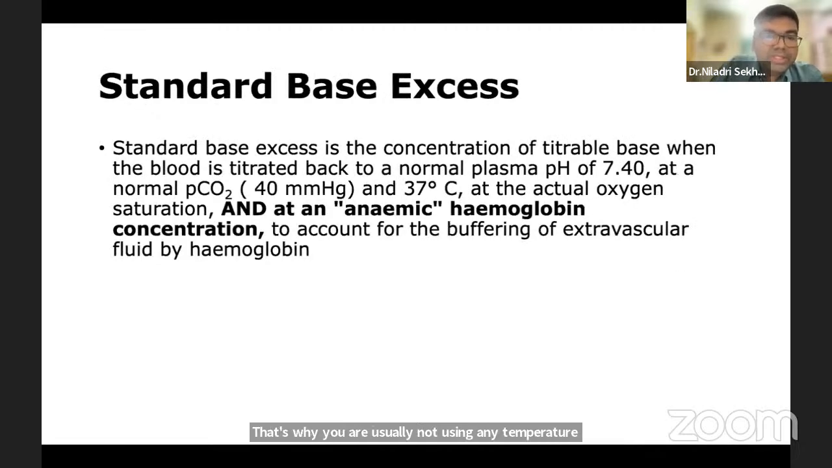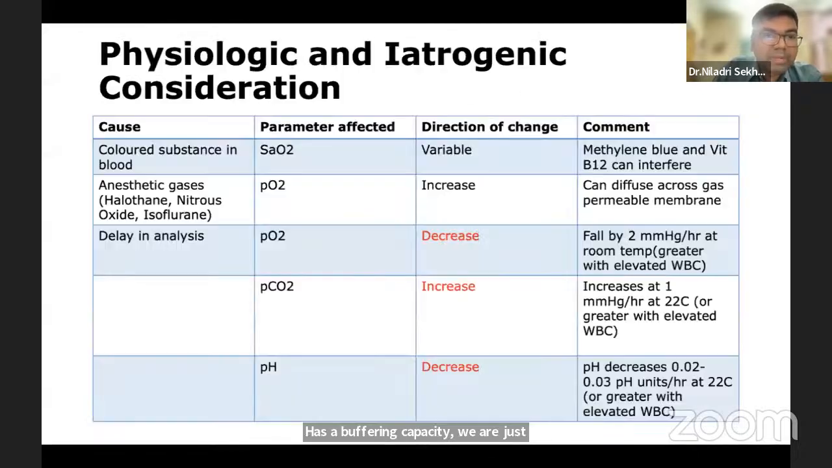Okay, standard base excess we discussed yesterday. For standard base excess, we are checking the actual blood base excess with the hemoglobin standardized to 5 gram%. This is just to rule out the buffering of extravascular fluid by hemoglobin. Hemoglobin also has a buffering capacity, and we are just negating that. So we are using the standard base excess.